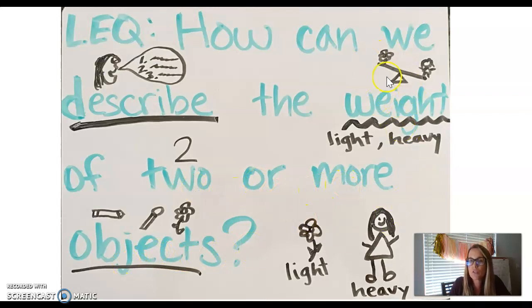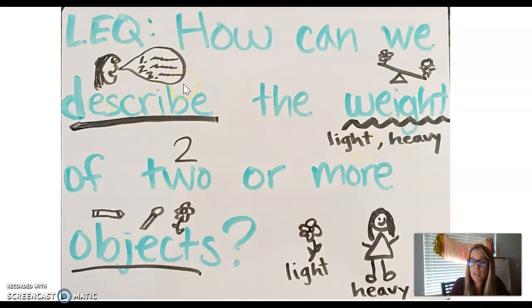So for my picture for weight, I drew a scale, and it's supposed to be a flower right here and a picture of me. Just thinking, what would be easier to carry, a flower or me? Yeah, a flower. So that would be considered something that is light, where compared to a flower, I would definitely be considered heavy. Let's look at our other words that are underlined.